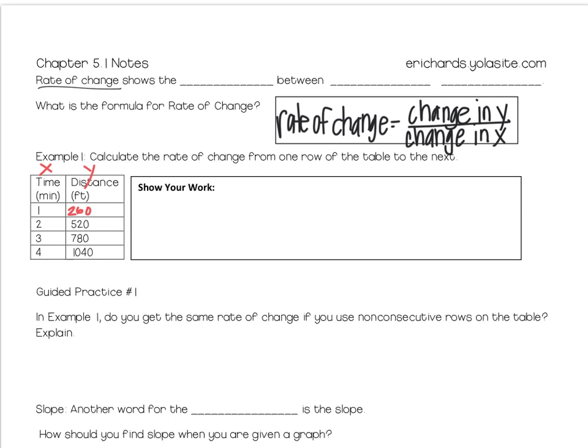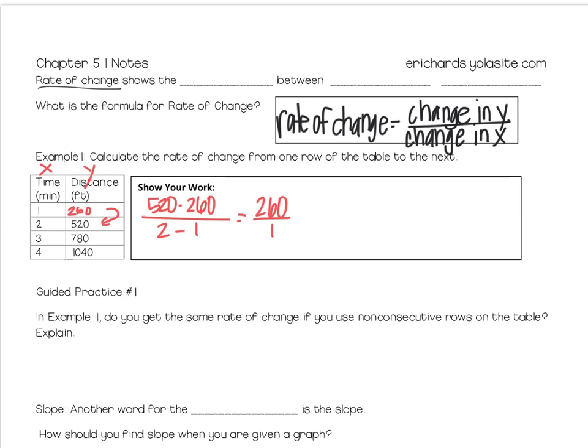So for the first group, the first two, from here to here, y went up how many? So we went from 260 to 520. If I subtract, that'll tell me my difference or my change. And then I also went from 1 to 2 minutes. So 520 minus 260 is 260. 2 minus 1 is 1.